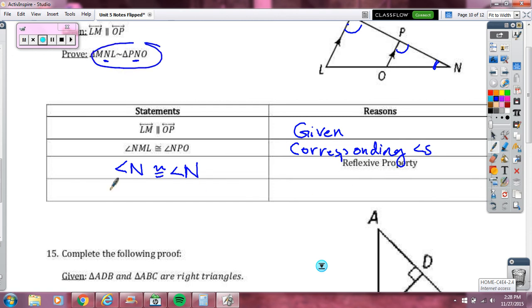Last part, what I'm trying to prove should be the last thing I write down. So triangle MNL is similar to triangle PNO. Well, I have 1, 2, and 1, 2 angles that they both have in common, so that would be my angle postulate.